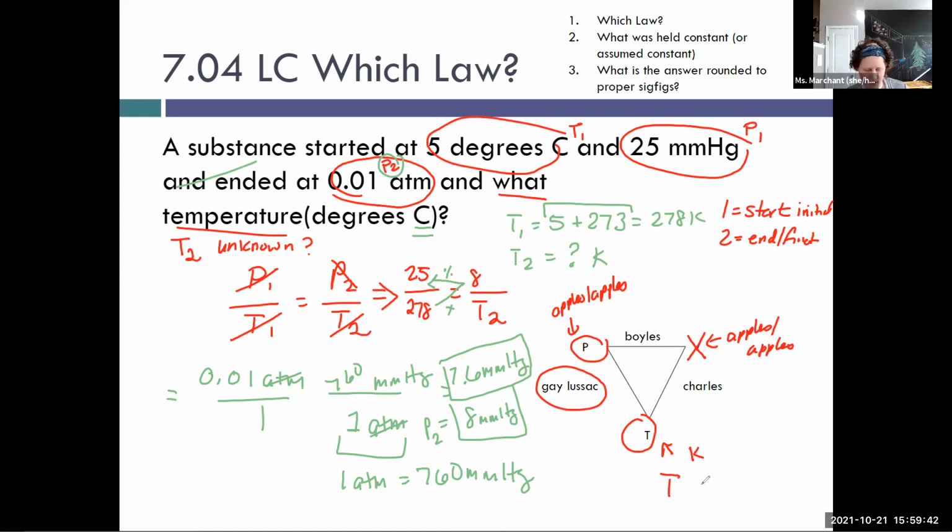I'm going to write it over here. A T2 of 88.96. What units are those? Kelvin. I need to do what? Subtract 273 to get it into Celsius. So my answer is going to be negative 184.04 degrees Celsius. But look at this. I only have 1 sig fig, 2 sig figs, 1 sig fig. So that negative 184 is going to round to negative 200 degrees C for your answer.